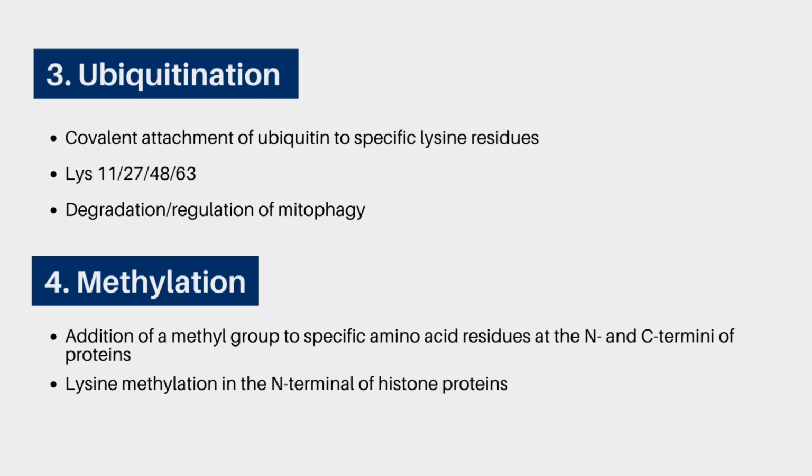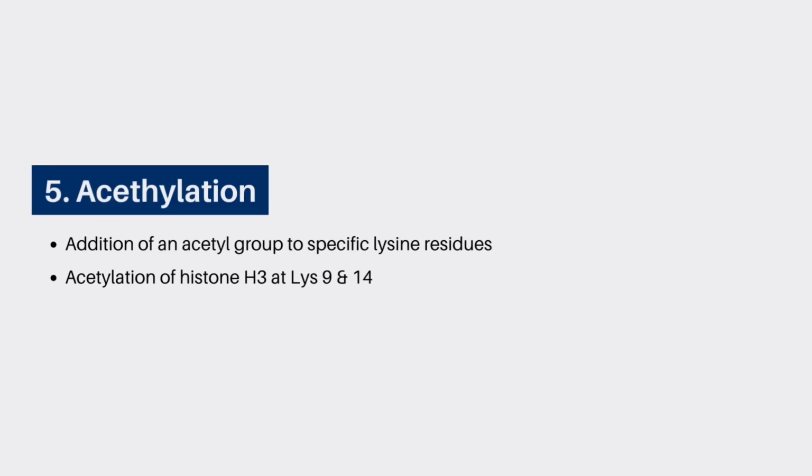Metallation is the addition of a metal group to specific amino acids at the N and C termini of proteins. Lysine metallation is abundant in the N-terminal of histone proteins, which regulates chromatin state and gene expression. Acetylation is the addition of an acetyl group to specific lysine residues. For example, the acetylation of histone H3 at lysine 9 and 14 attracts many transcription initiation factors that contain bromodomains to the promoter.